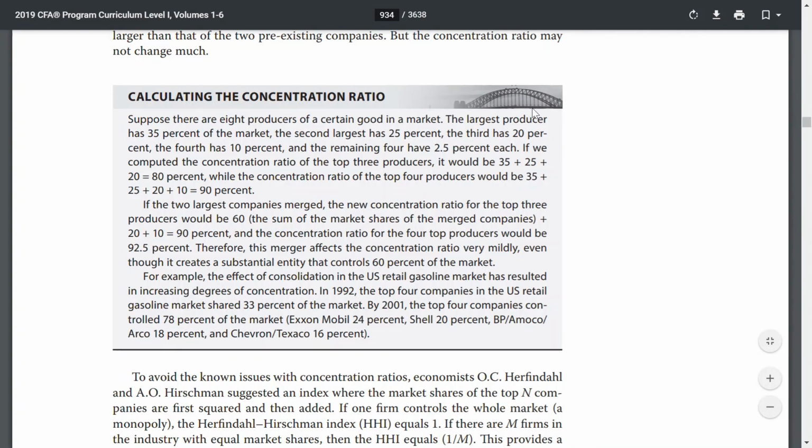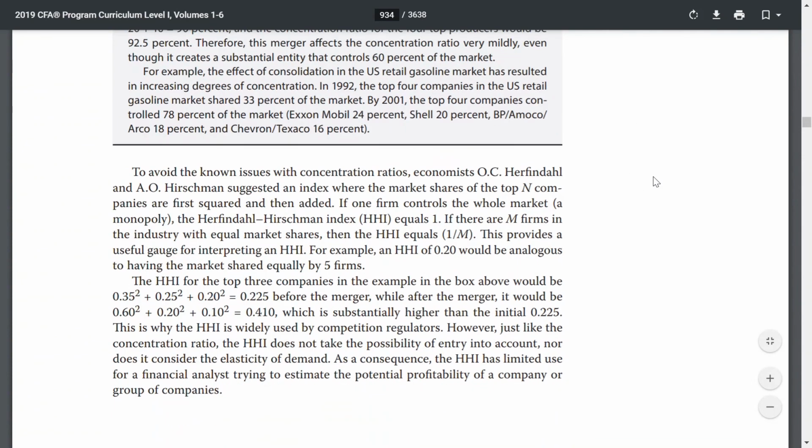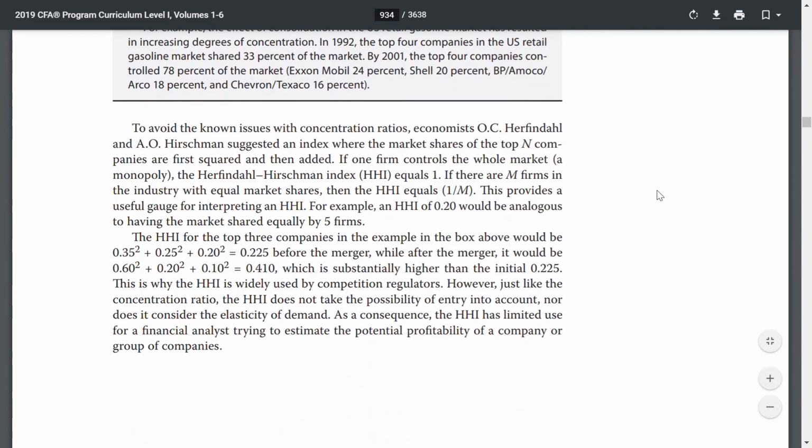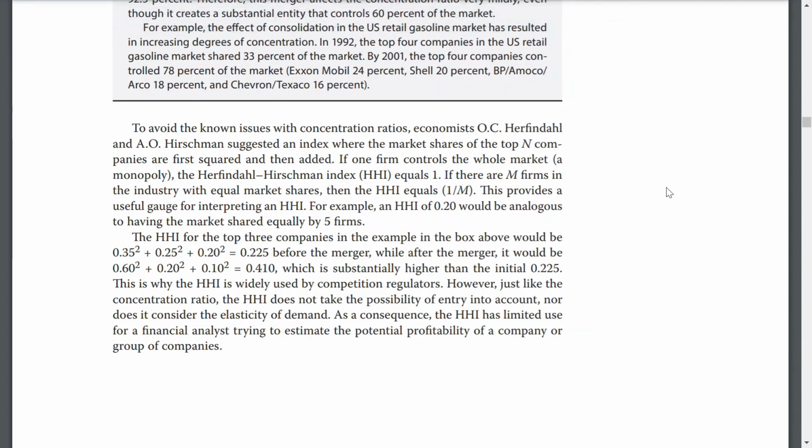That's kind of random. To avoid the known issues with concentration ratios, economists O.C. Herfindahl and A.O. Hirschman suggested an index where the market shares of the top N companies are first squared and then added. If one firm controls the whole market, a monopoly, this index, the HHI, equals 1.